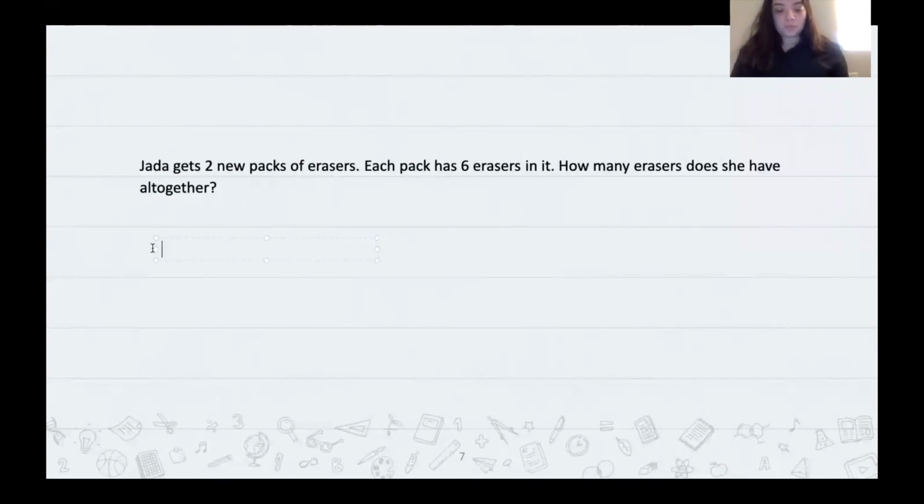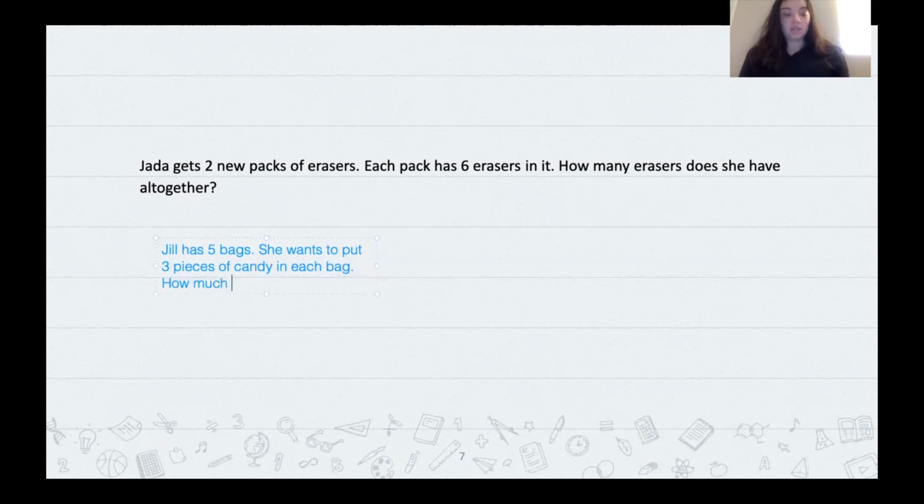So Jill has 5 bags. She wants to put 3 pieces of candy in each bag. How much candy does she need all together?